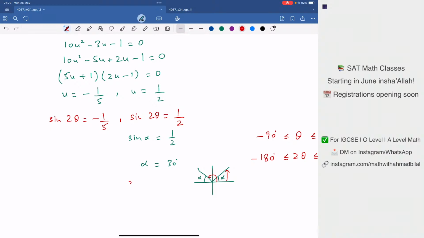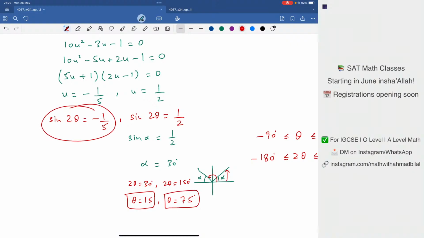So we say either 2 theta is equal to 30 degrees or 2 theta is equal to, in the second quadrant, 150 degrees. So one possible value of theta that we get from this is 15 degrees. And the other possible value of theta that we get is 75 degrees. Okay, so these are two possible values of theta that we're getting. Now, what about the other equation? Sine 2 theta equals minus 1 over 5. Again, find the basic angle from this as well.